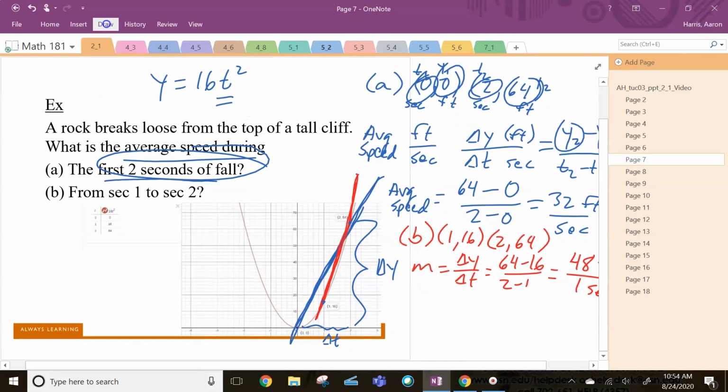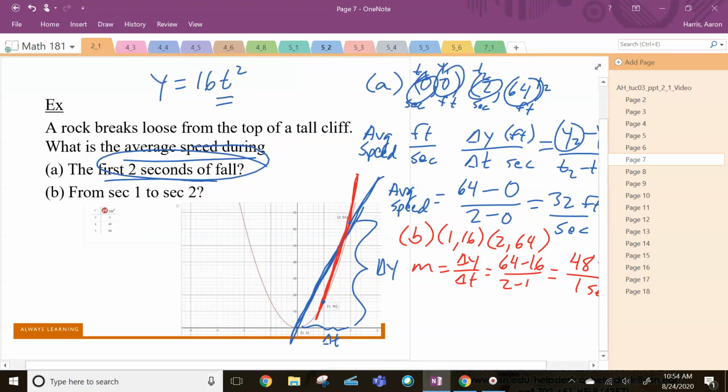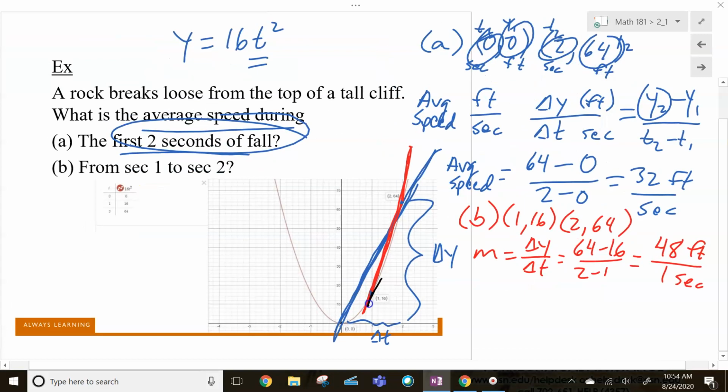So what if I was actually asking right at 1 second, like right here? What's the slope of that line? Right at 1 second, how many feet per second? What's my velocity right there? What's my speed right there at 1 second? Well, that's a calculus question, right? But what we could do is estimate it.